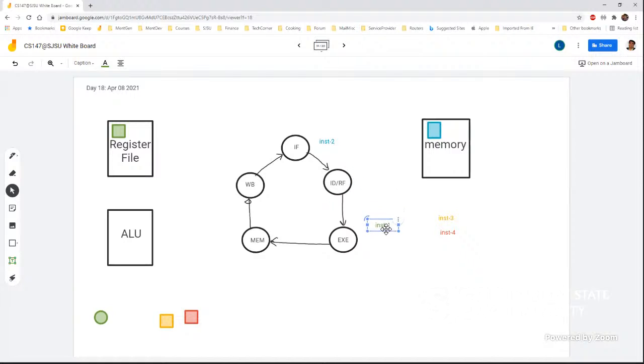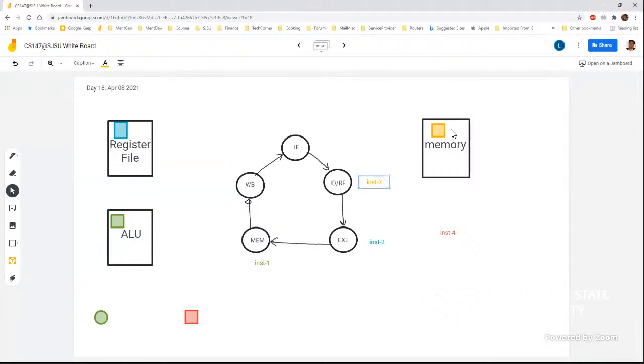Then instruction 1 moves into the EXE phase, actively using the ALU. Instruction 2 moves into the IDRF phase, actively using the register file, and memory is free. So the processor fetches instruction 3, which now uses the memory. What happens next cycle? Instruction 1, instruction 2, and instruction 3 each move to the next phase.